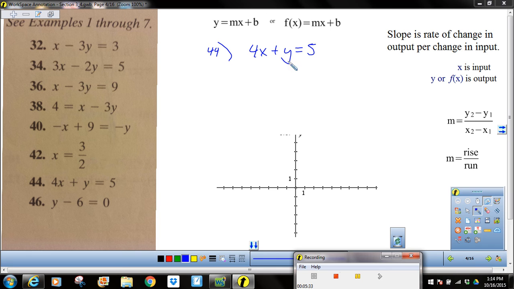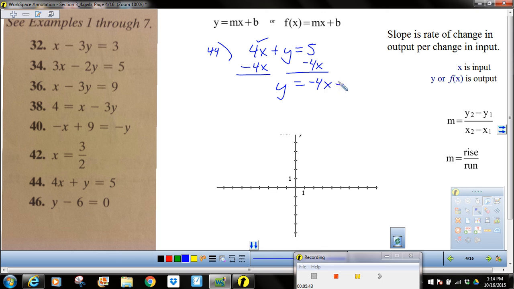44 is a good example of one that's in standard form and that we might be tempted to try to find the intercepts, but this one will be really easy to get into slope-intercept form because all you have to do is subtract 4x from both sides, or add negative 4x. And on the left side we're going to have y equals, on the right side I have negative 4x plus 5. So my y-intercept is 5.